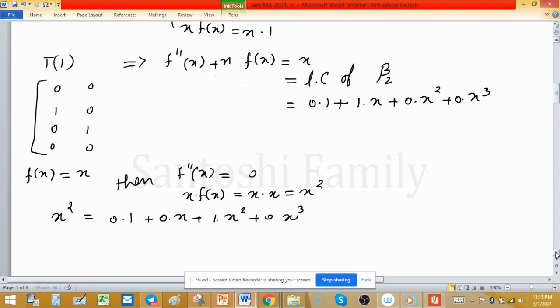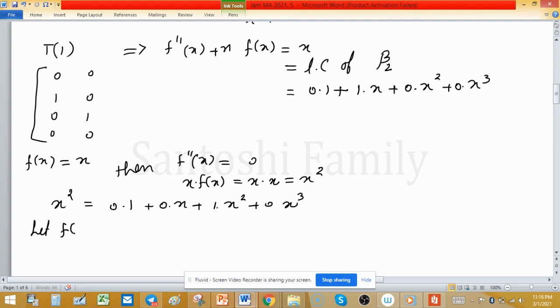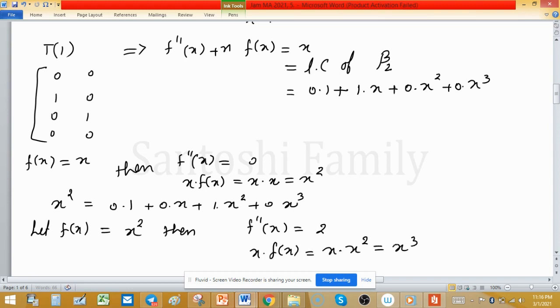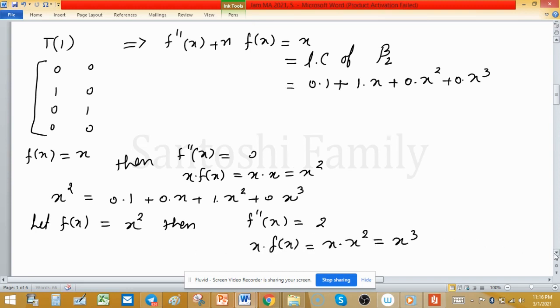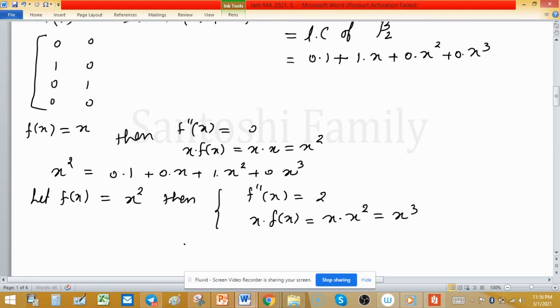Similarly, let f(x) equal the third element of the basis, x square. Then f double prime x will be 2, and x into f(x) will equal x into x square, meaning x cube. This implies f double prime x plus x into f(x) will be 2 plus x cube.